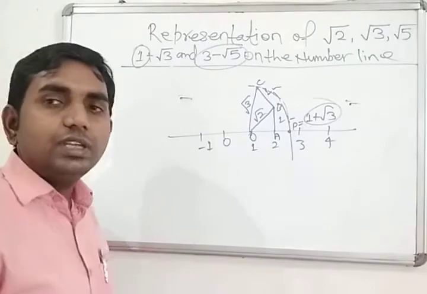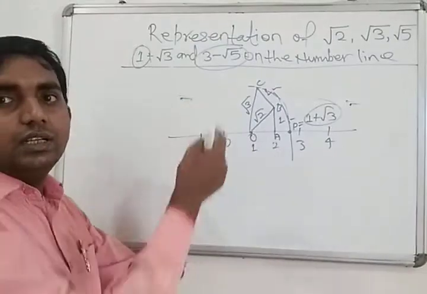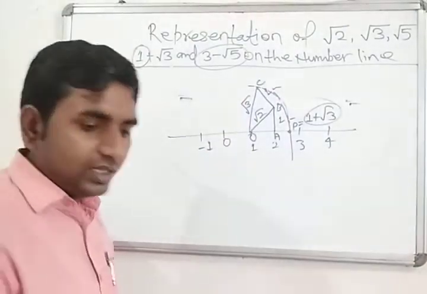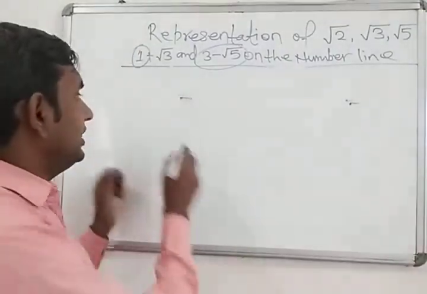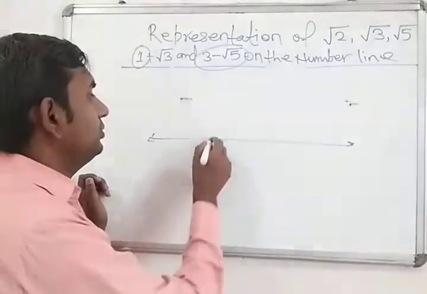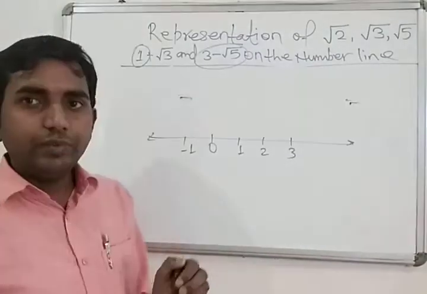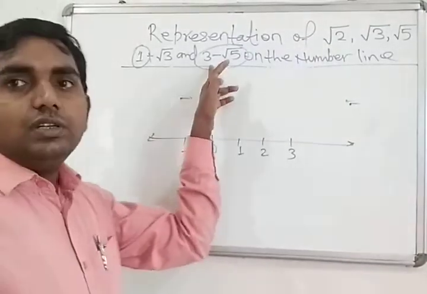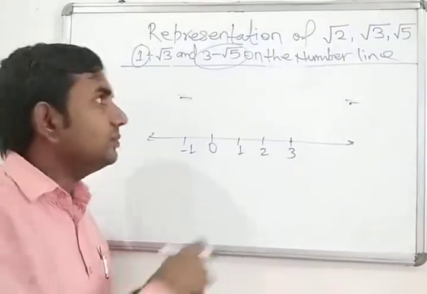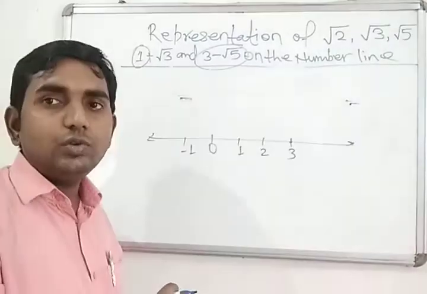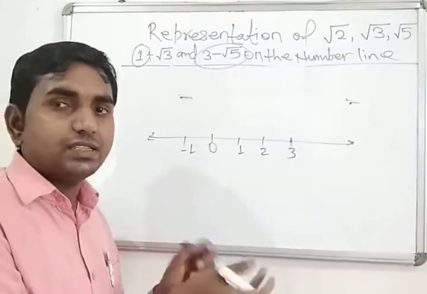Now here one question is also given. We have to represent 3 minus under root 5. If it is a plus, then we can easily represent it. But if you want to subtract an irrational number from a rational number, then how do we represent it on a number line? For this we take a number line and represent 0, minus 1, 1, 2 and 3. Okay, here first 3 whole is given, so first we go to point 3, then we have to subtract under root 5. Then we have to construct under root 5 in the opposite direction, in the left side.